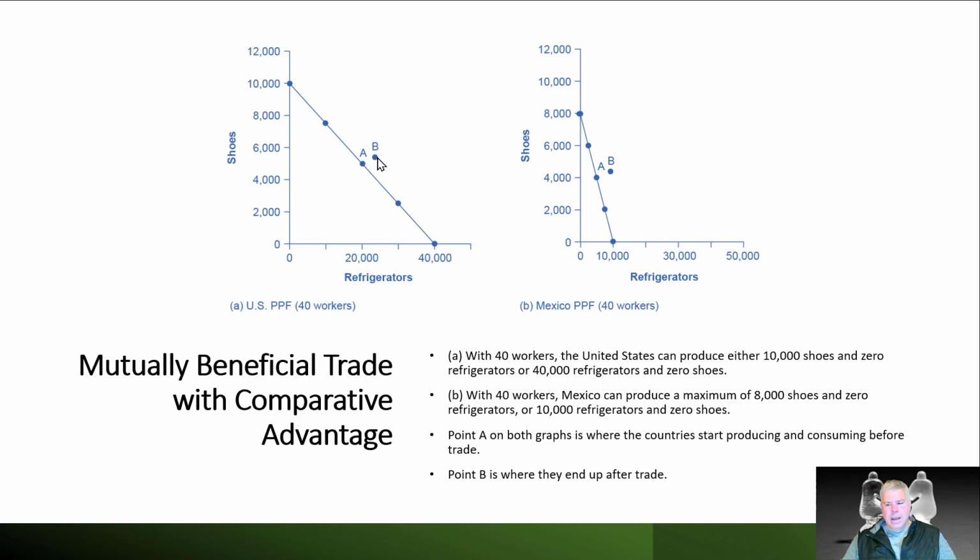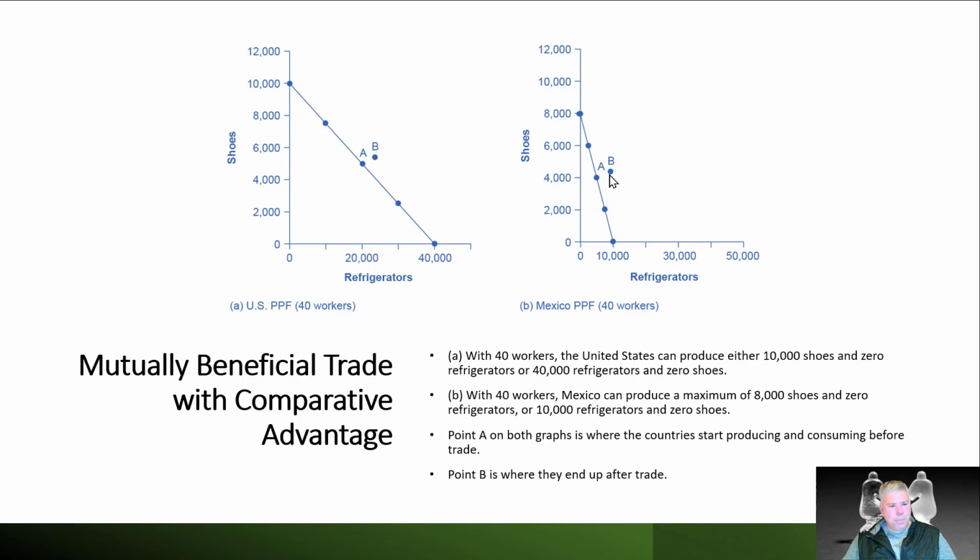Point B is where they end up after trade, because what you can do is trade off the difference in comparative advantage. How much is each giving up to be able to push yourself beyond the production possibility frontier?